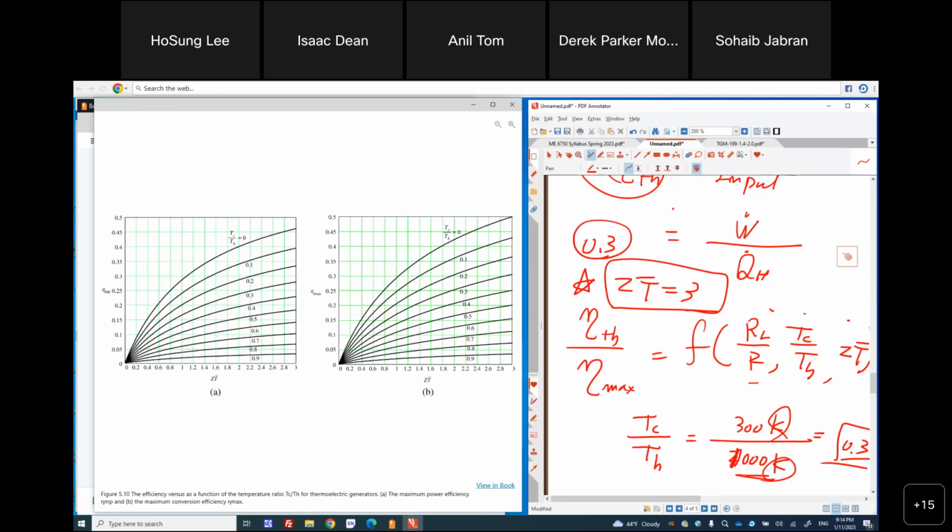No, read it. GT is 3 and the temperature ratio is 0.3. What would be the efficiency? Maximum. I know, but read the value of maximum efficiency, in an understandable form. Not 100%. Read the value of maximum efficiency. 0.3 or 30%.